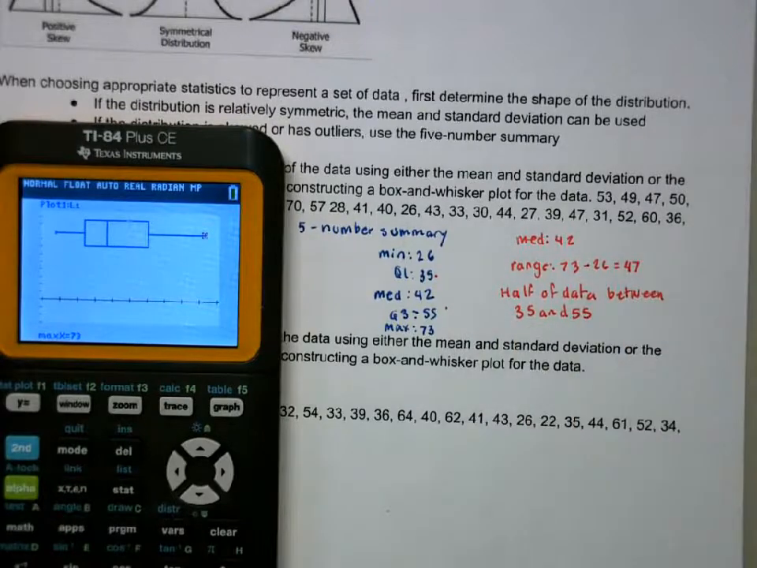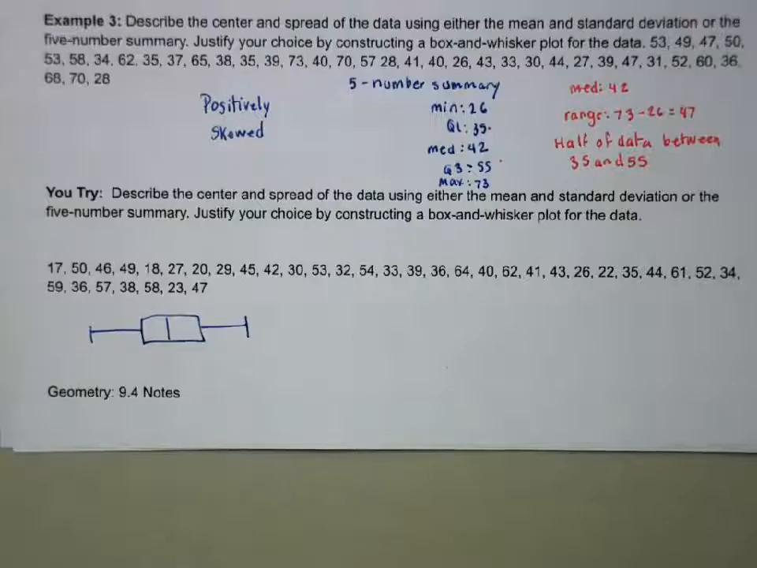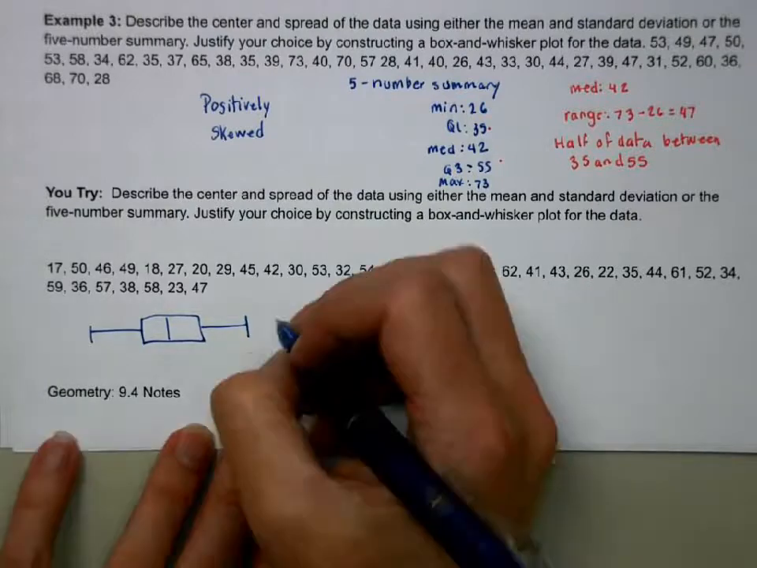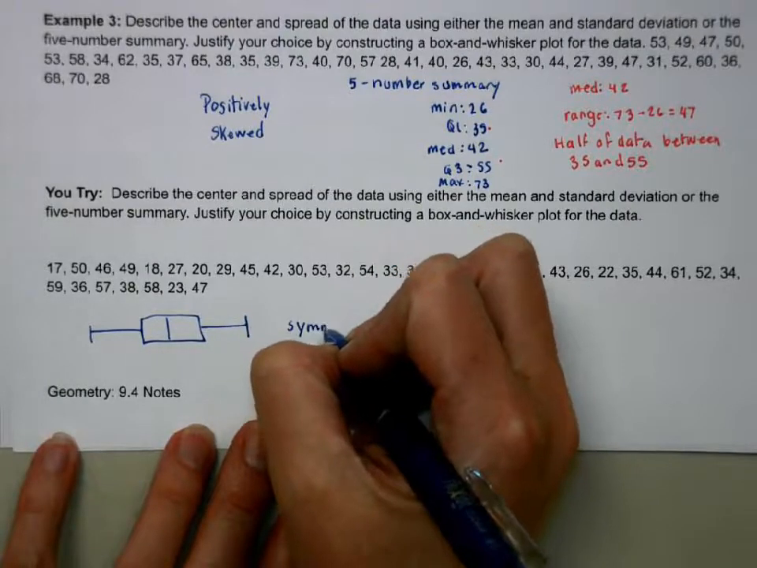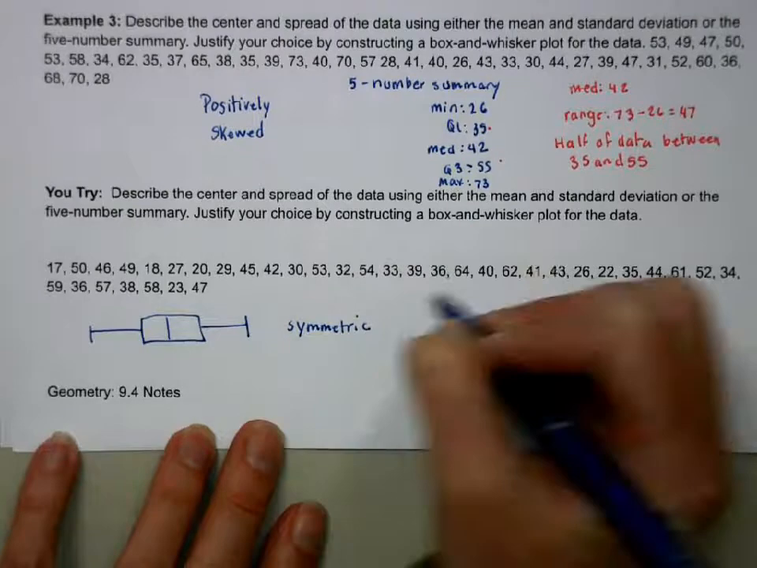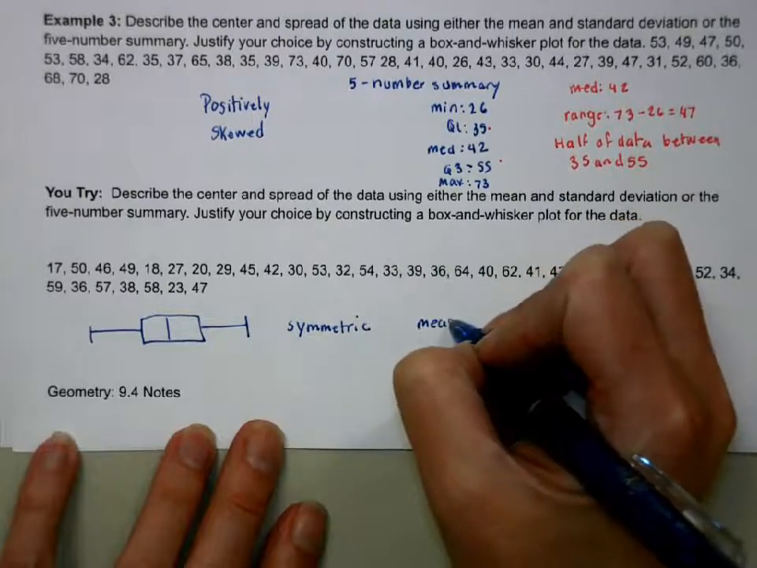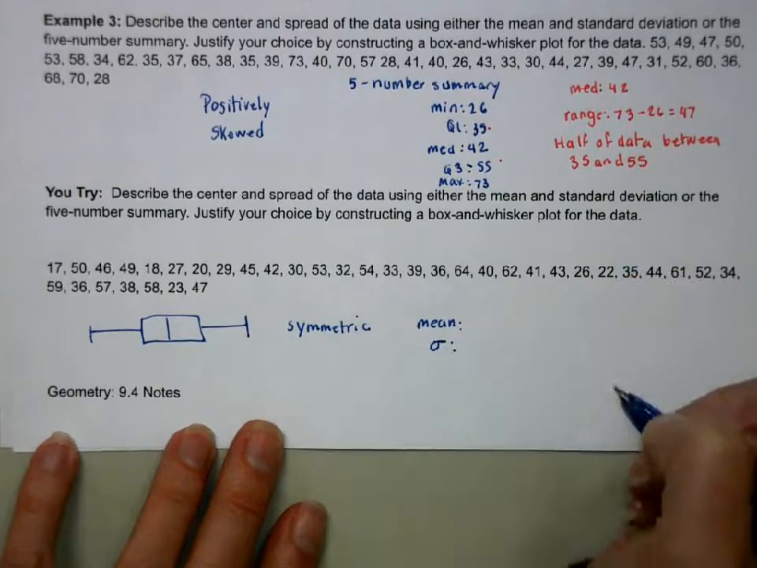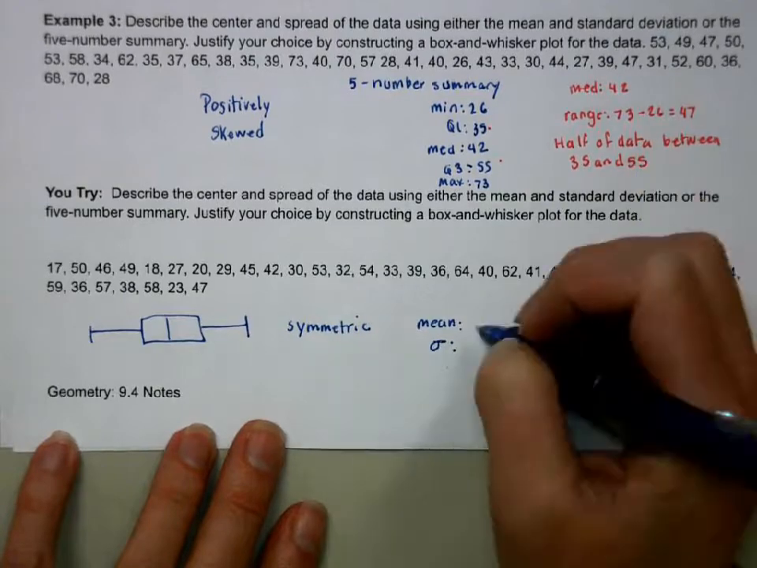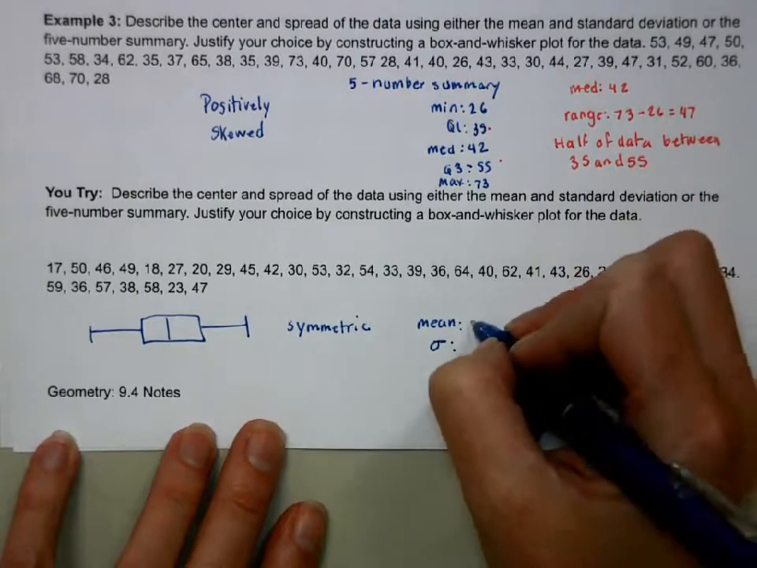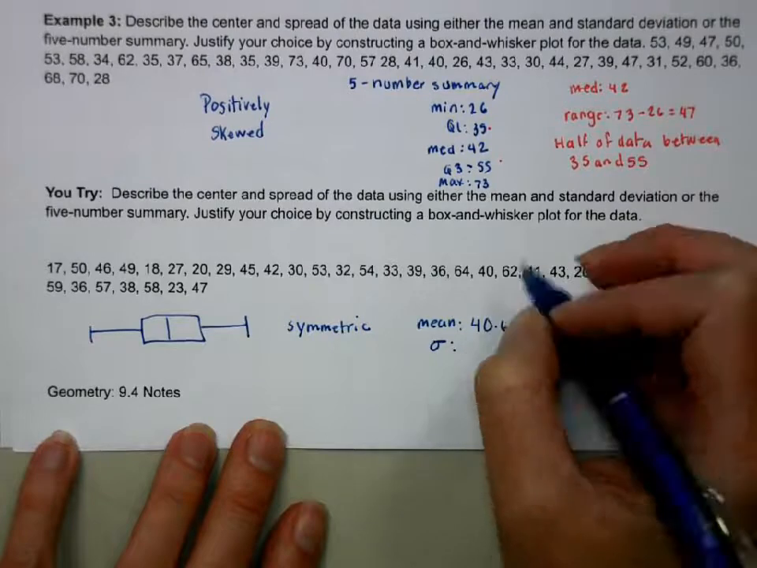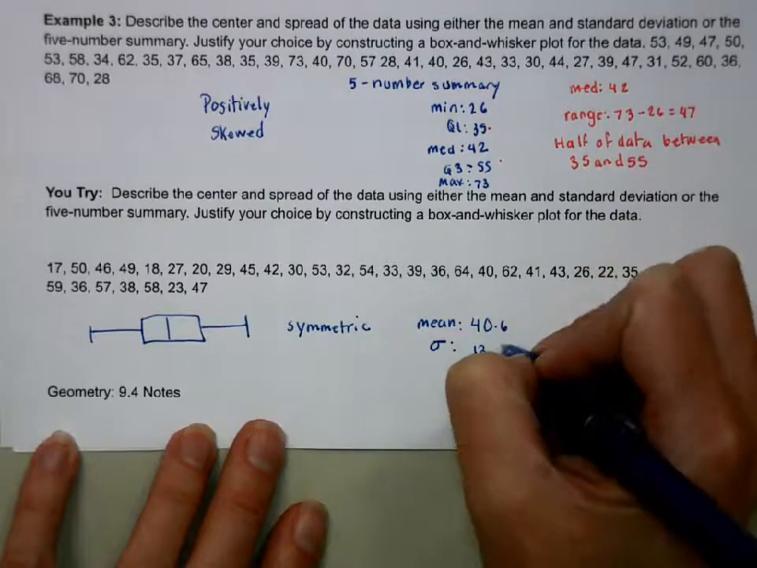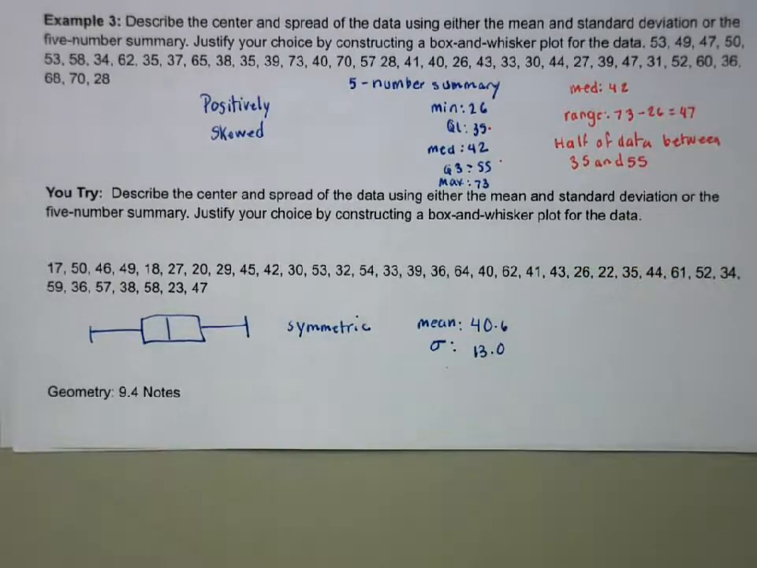Go ahead and do the last one. When you do this one, it ends up being pretty darn symmetric. If that's the case, we're going to use the mean and the standard deviation to represent our data. So you do the one variable statistics. You get 40.6 for your mean and a standard deviation of 13.0. So that is 9.4 distributions of data.